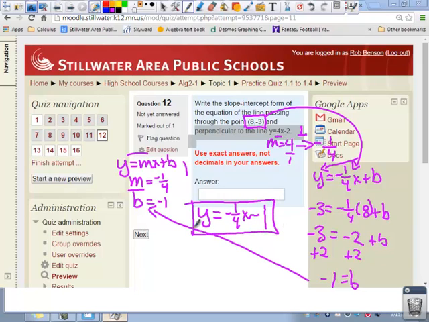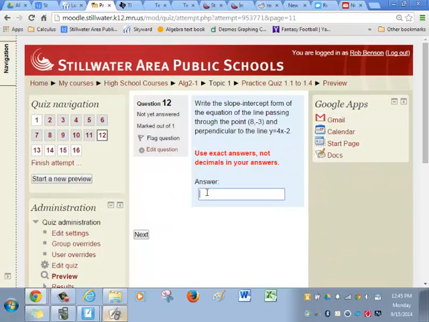Now there are a lot of different ways you could write this. You could change that negative 1/4 to negative 0.25, but you don't have to do that. Just keep it as negative 1/4. So y equals negative 1/4 x minus 1. Is that right? I think I put that in right. Okay, next. Four problems to go.